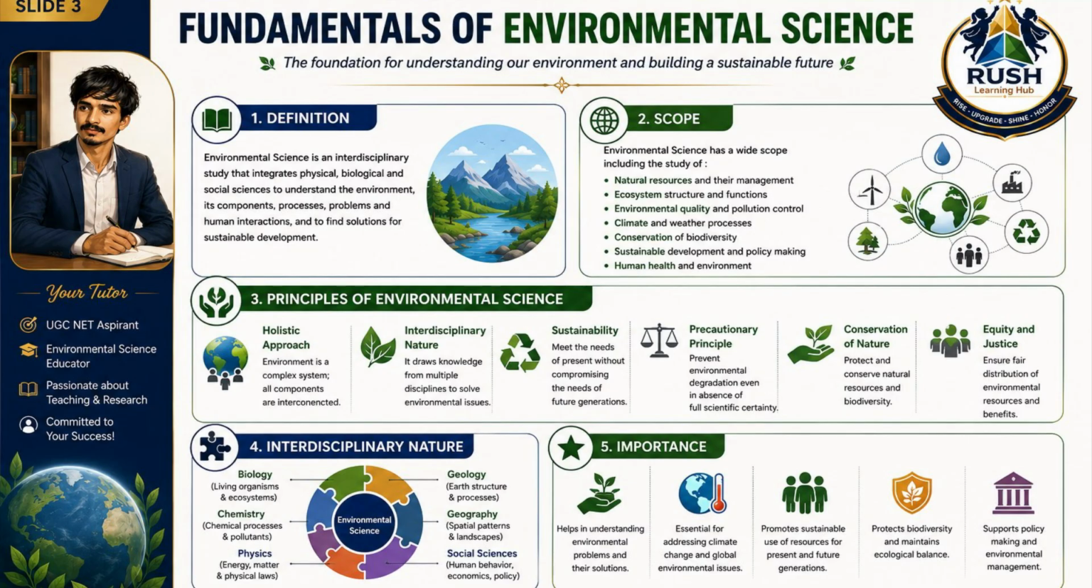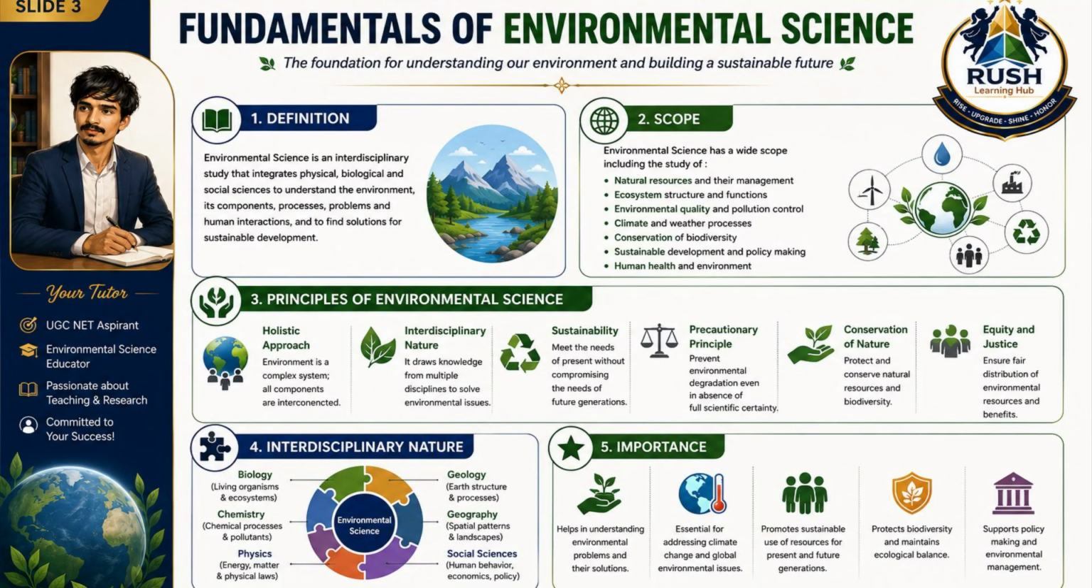The scope of environmental science is extremely broad because environmental issues affect every aspect of life. It includes the study of natural resources and their management, ecosystem structure and function, environmental quality, pollution control, climate and weather processes, biodiversity conservation, sustainable development, environmental policies, and human health.